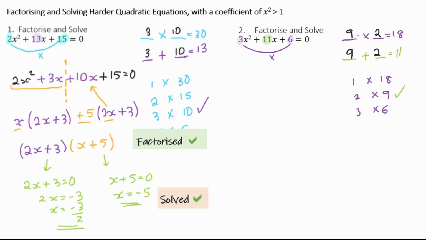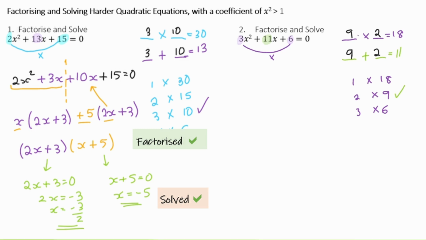So we are now going to write this equation as 3x squared, and for the 11x, we are going to break it up into its sum. So instead of writing 11x, we are going to put plus 9x plus 2x, and the plus 6 would remain the same. We would then split the equation such that it has two terms on each side.